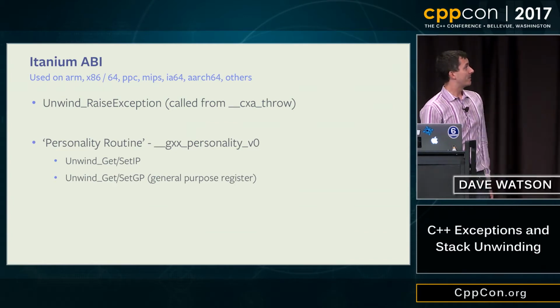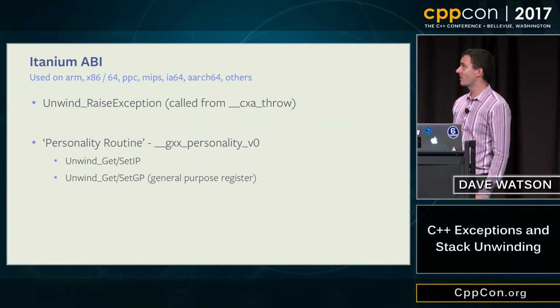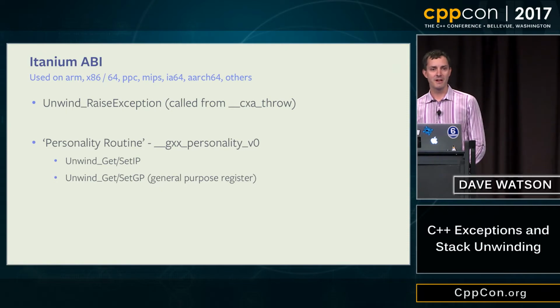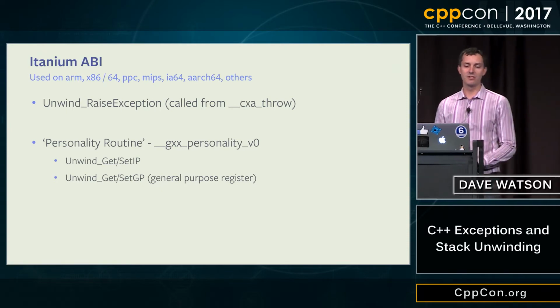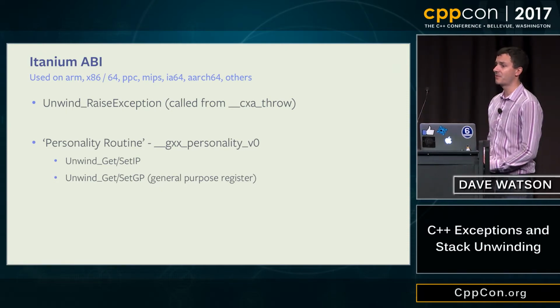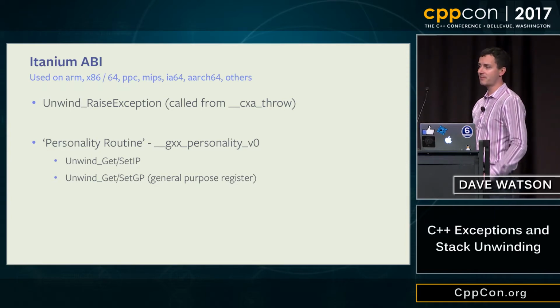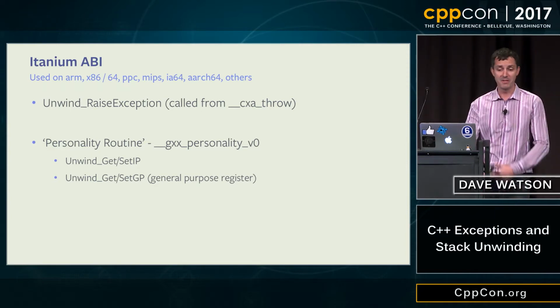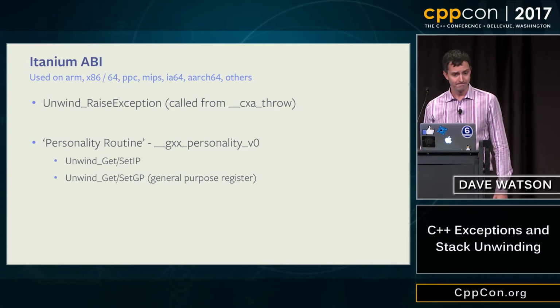So that's it. That's all the C++ I'm going to talk about. We're now diving into the world of the Itanium ABI. The Itanium ABI is language agnostic, so it implements exceptions for a bunch of different languages. I may mention a few of them, but this isn't C++ specific at all.